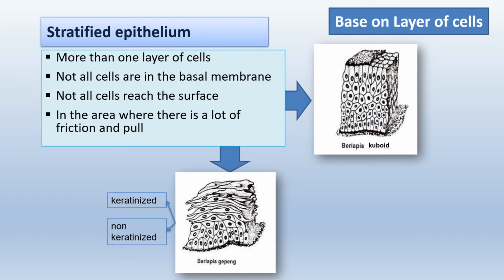Based on the shape of the cells that compose it, there are stratified cuboidal epithelium, like this picture, stratified columnar epithelium, and stratified squamous epithelium, like this picture. The stratified squamous epithelium is divided into keratinized stratified squamous epithelium and non-keratinized stratified squamous epithelium.